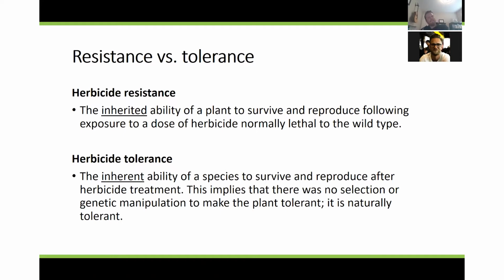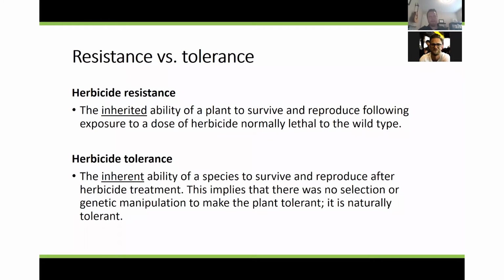Herbicide resistance is the inherited ability of a plant to survive and reproduce following exposure to a dose of herbicide normally lethal to the wild type. And the main point there is underlined, it's an inherited trait. When we look at herbicide tolerance, however, it's an inherent ability of a species to survive and reproduce after herbicide treatment. So in general, this implies that there was no selection or genetic manipulation, and that the plants are naturally tolerant.